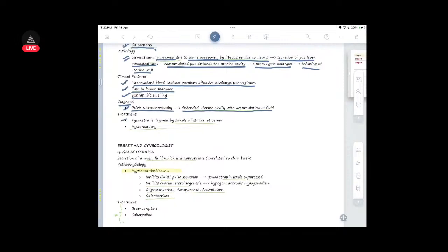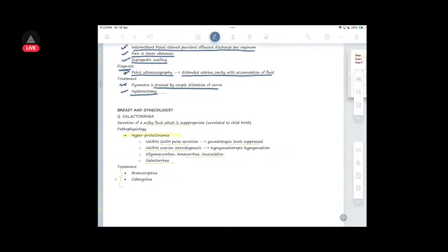Then treatment: pyometra is drained by simple dilatation of cervix and hysterectomy. That is the treatment. You remove the uterus and you can drain it with simple dilatation of cervix.